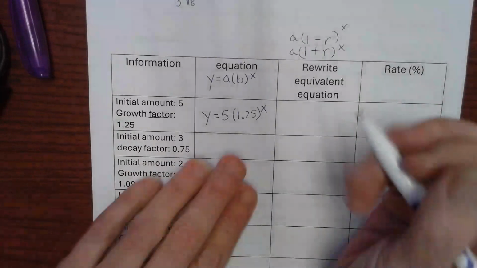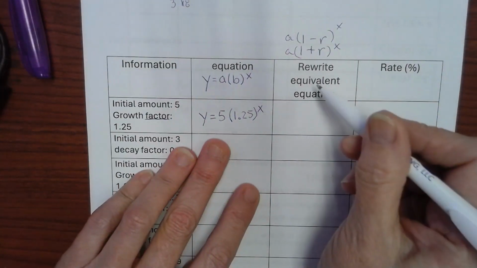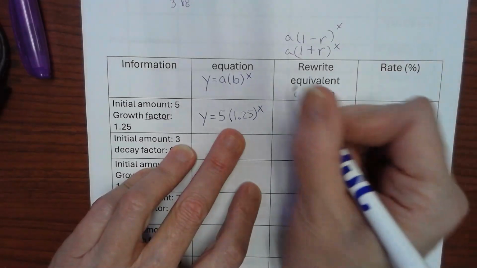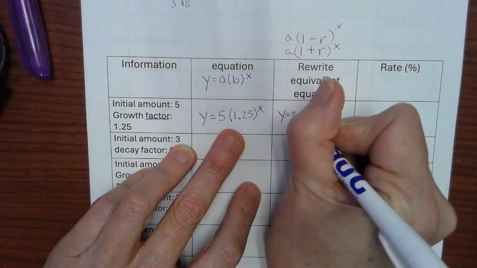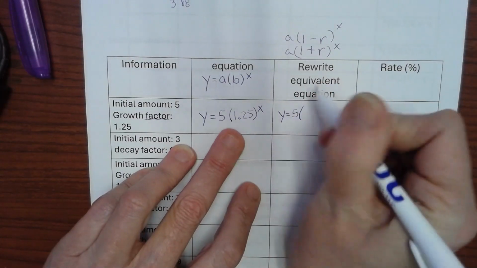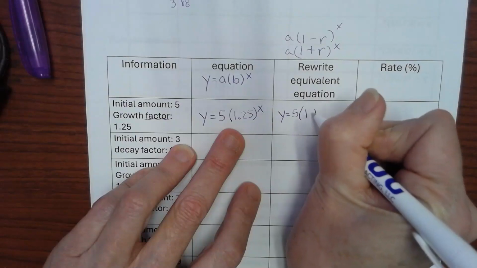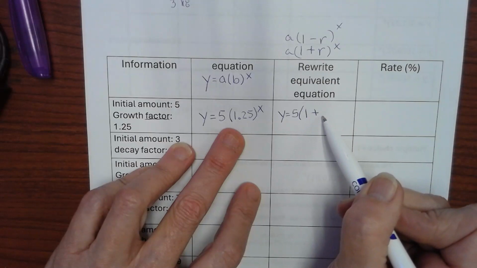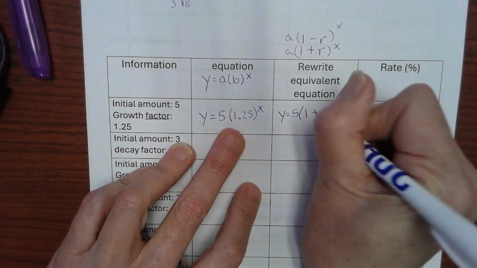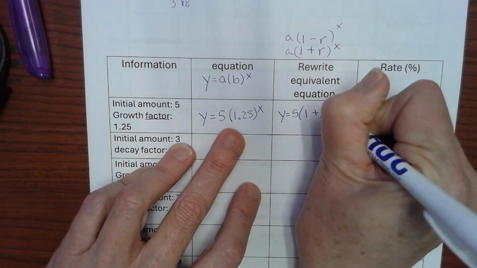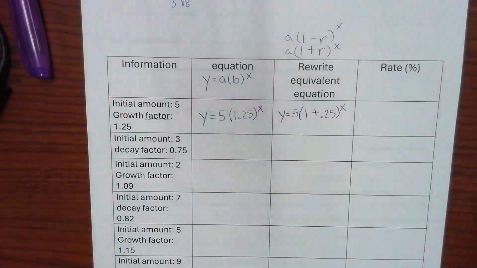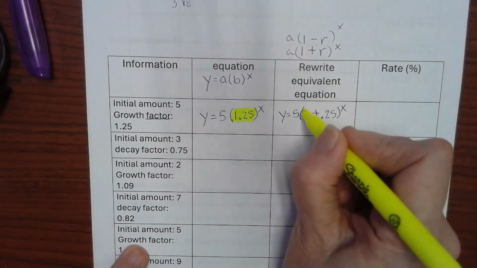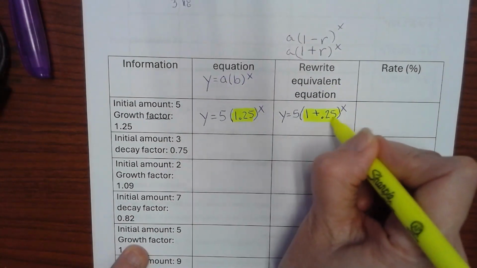Okay, now the tricky part comes in here. We need to rewrite the 1.25 as 1 plus something or 1 minus something. So the rest of the equation doesn't really matter for what we're doing. So it needs to be 1 plus, and the reason why is this number is bigger than 1. So 1 plus what gives me 1.25? Well, it's 1 plus 0.25 raised to the x. So notice, folks, all I did was take my factor and rewrote it with a plus sign in it.